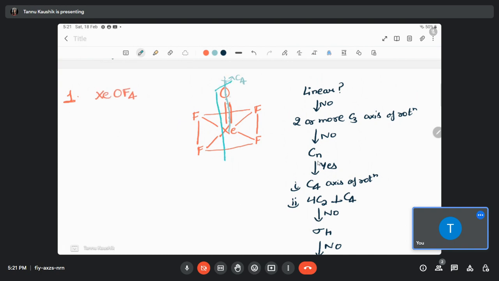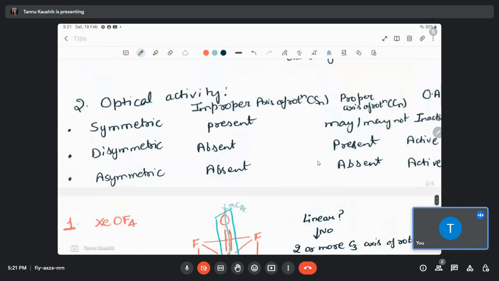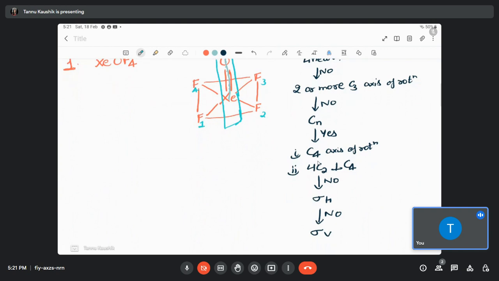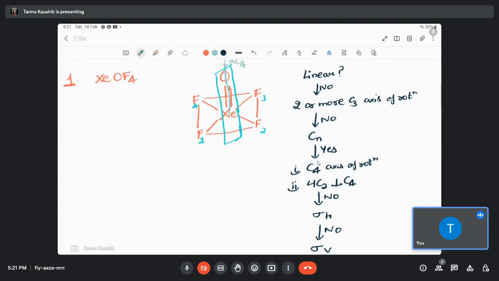One is this vertical plane having a fourfold axis of rotation on it and passing through this xenon atom and reflecting these, I would say F1, F2, F3, F4. So this plane is reflecting F1, F4 on one side and F2, F3 on the other side of this plane. So we have one sigma v.